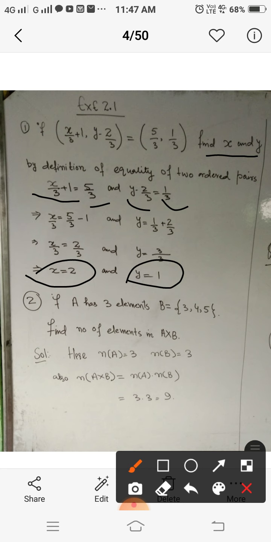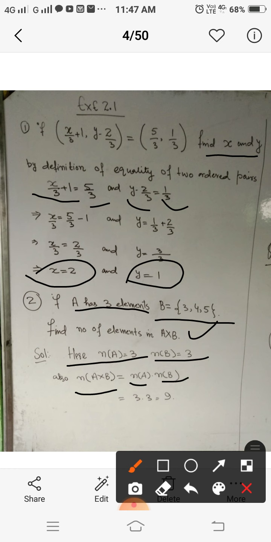Now the question number second: if A has 3 elements, this means that the number of elements in A is 3, and B is {3, 4, 5}. We have to find the number of elements in A cross B. Here the number of elements in A is 3, and in B is 3. Now here n(A cross B) equals n(A) into n(B), because the number of elements in A cross B is always equal to the number of elements in A into the number of elements in B. That is 3 into 3, that is simply 9.